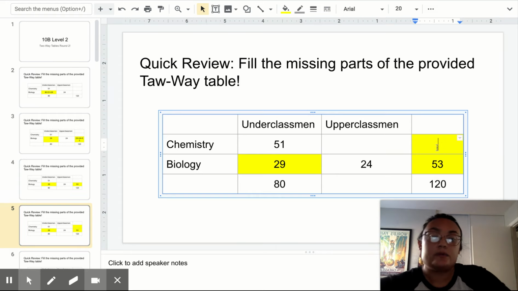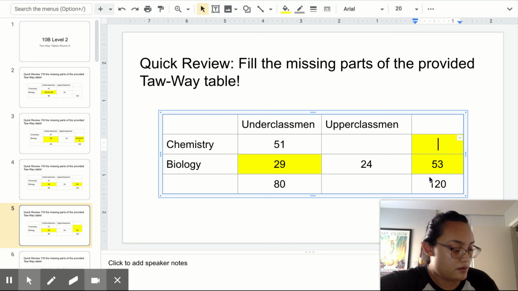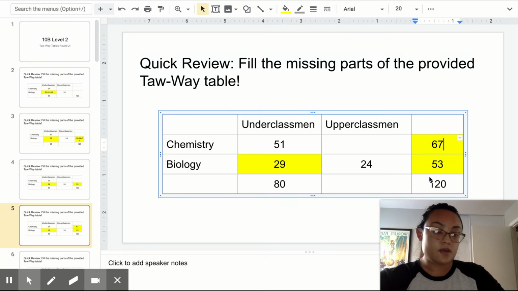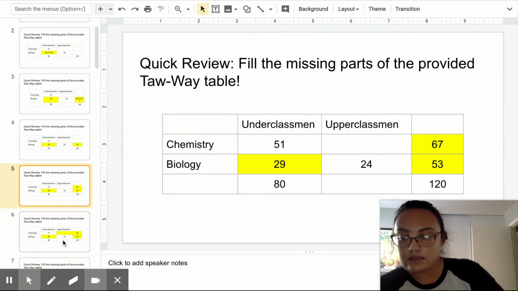Hopefully, to find this blank spot, you took this 120 and subtracted this known 53 from it. So 120 minus 53. If you did that in your calculator, we should have ended up with 67. Another way to check, which Miss B told you yesterday, is to add down: 67 plus 53 should give 120. So we know that my 67 belongs there.